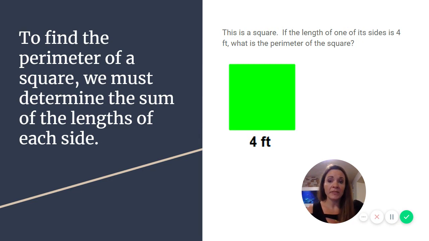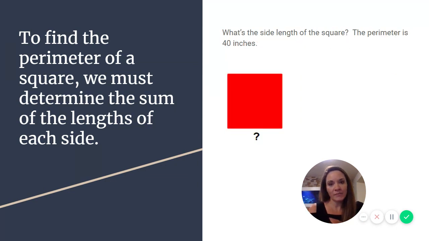To find the perimeter of a square, we must determine the sum of the lengths of each side. This is a square. If the length of one of its sides is 4 feet, what is the perimeter of the square? Because I know that a square has 4 congruent sides, that means all sides are the same length. So each side is worth 4 feet. So I can think 4 feet plus 4 feet plus 4 feet plus 4 feet for a total perimeter of 16 feet.